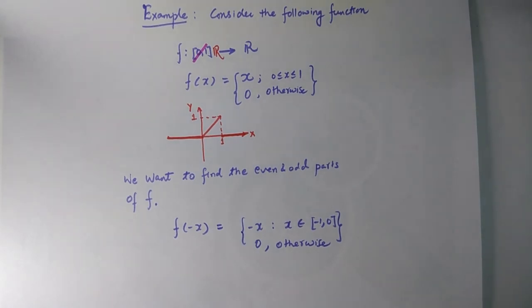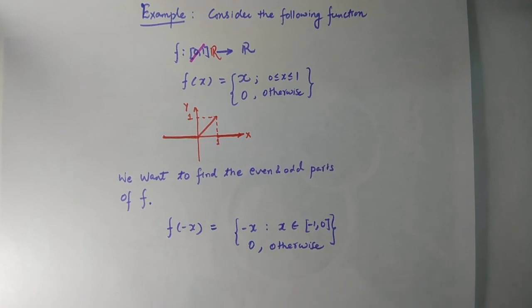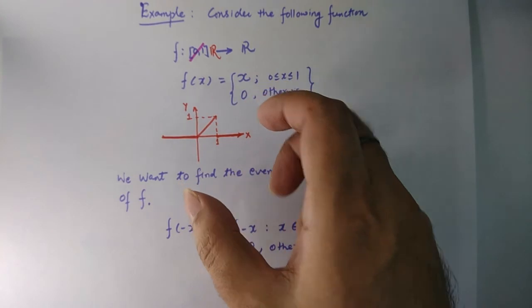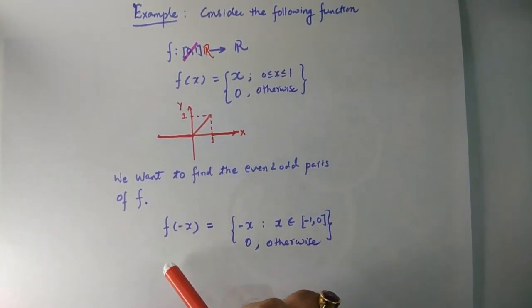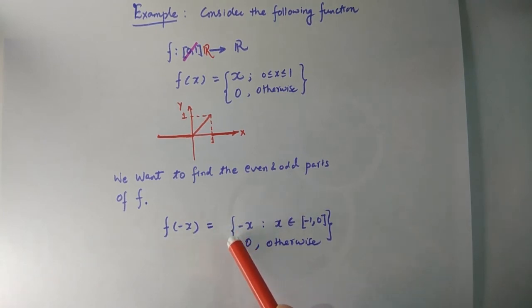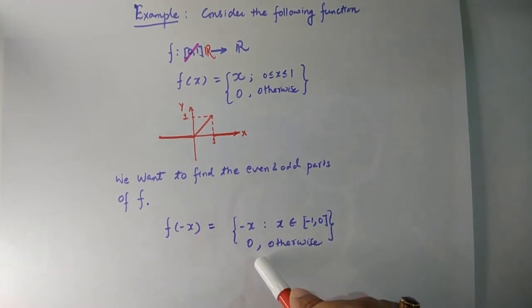Now we wish to find out the even and odd parts of f. So for that, we will first need to find out what is the function f of minus x. F of minus x can be found out by just reflecting the graph of f about the y-axis. I leave it to you, and I will provide the final expression for the function f of minus x. F of minus x will be defined in the following way. F of minus x is equal to minus of x when x belongs to the closed interval minus 1, 0 and 0 otherwise.